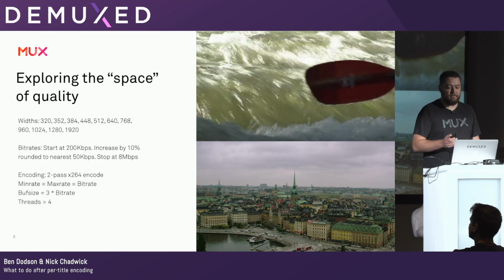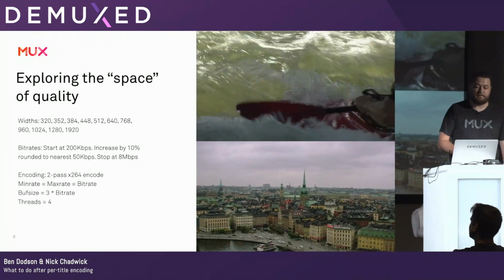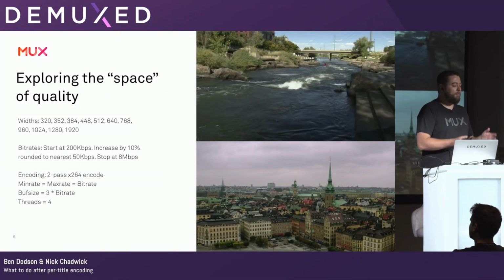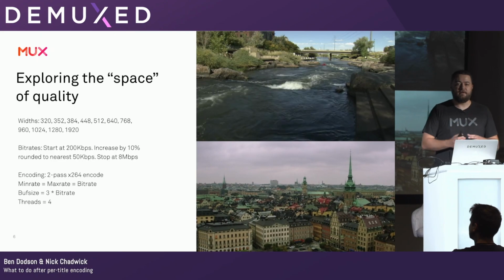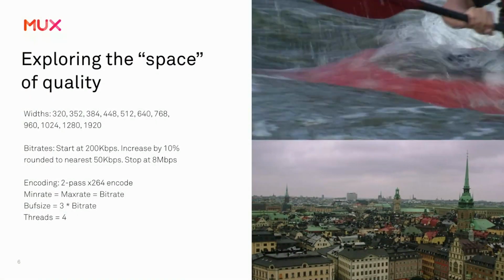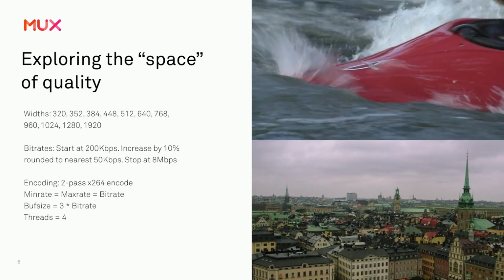Here I'm going to take two pieces of content, a fairly high complexity piece of content and a fairly low complexity piece of content. And I'm going to do a bunch of encodes. I'm going to pick a whole bunch of different widths. I'm going to pick different bit rates starting at 200 kilobits and moving up by 10% or 50 kilobits. And I'm going to use some pretty decent, fairly standard encoding settings.